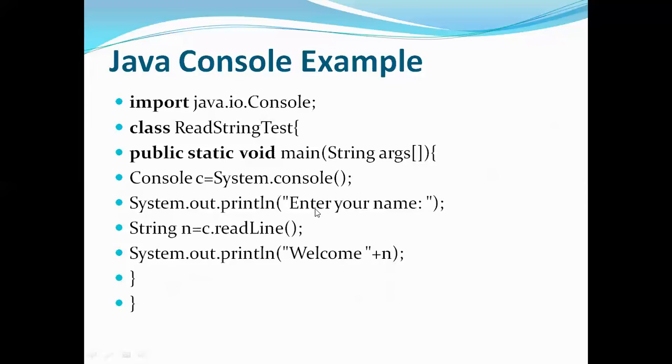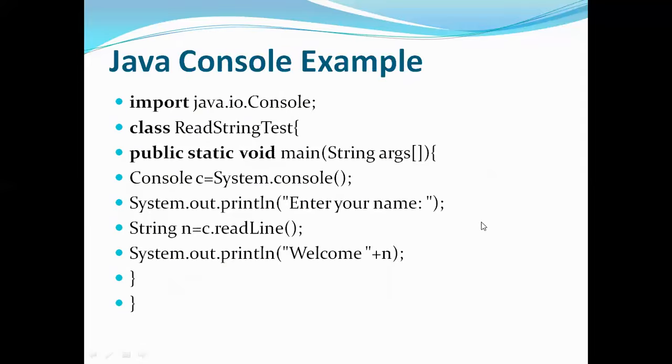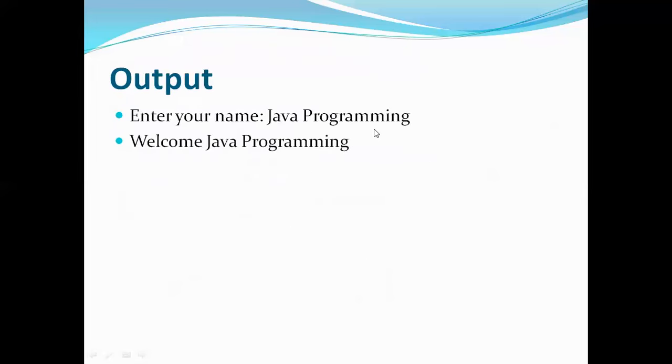And then I'm just printing a statement: enter your name. Whatever name I enter on the screen will be read by this readLine method along with the object of the Console class, and then assigned to a string variable called n. Now I'll print "welcome" plus n. So whatever n is will be printed after welcome. So this is the output. Enter your name. I entered Java programming. So it says welcome Java programming. So this is how you read the input from the console.